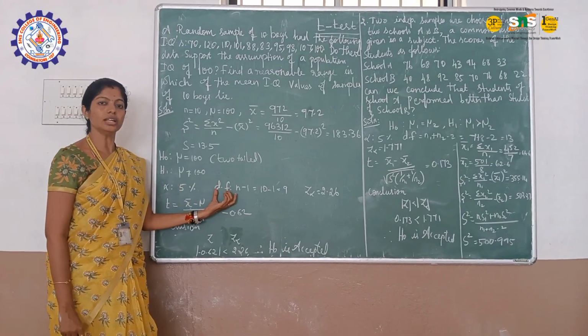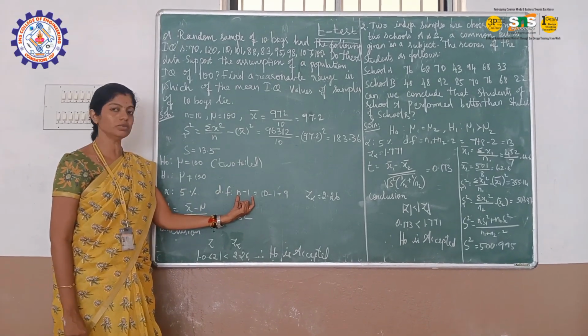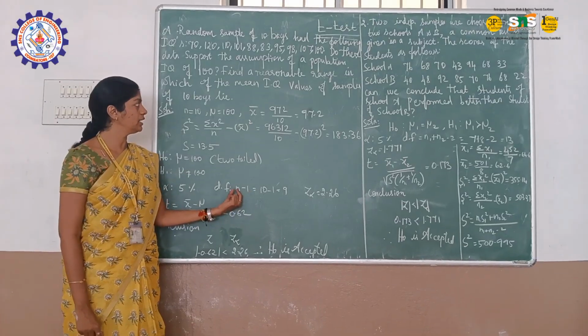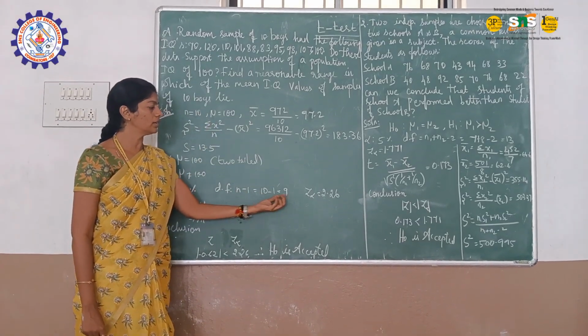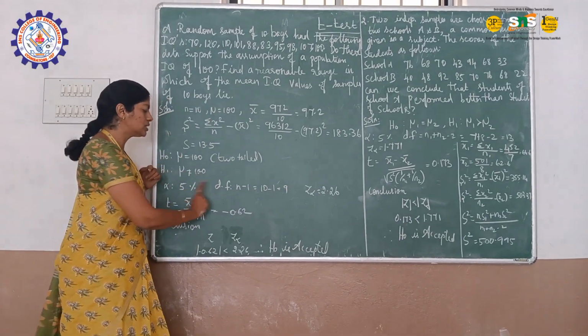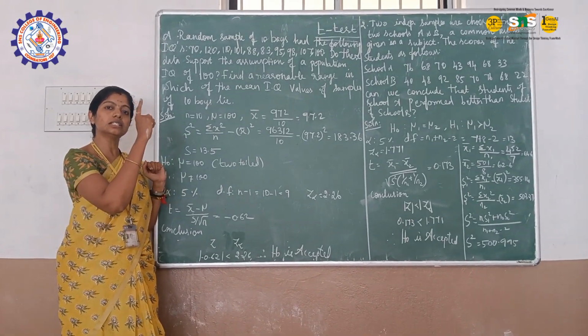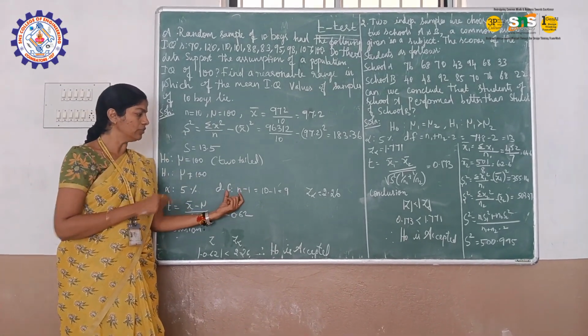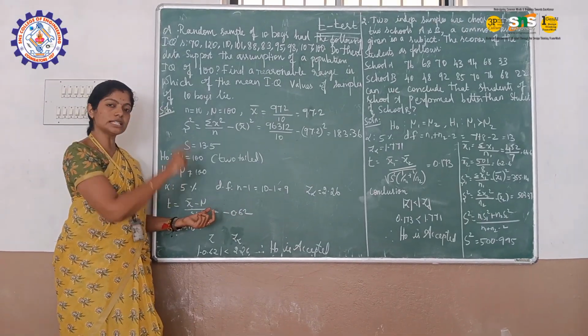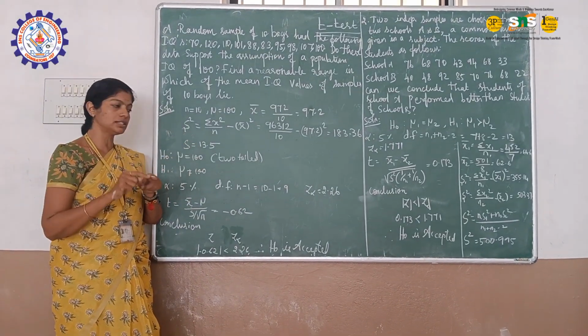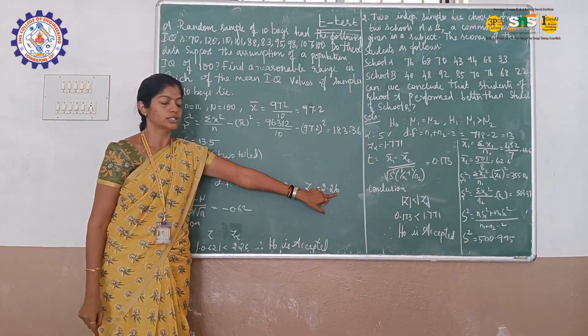Then we have to move to degrees of freedom. The degrees of freedom formula is n minus 1. Here the n value is 10, so 10 minus 1 is 9. Based on these two things we have to go to the t-test table. In that we take degrees of freedom as 9 and LOS as 5%. So the table value is 2.26 here.